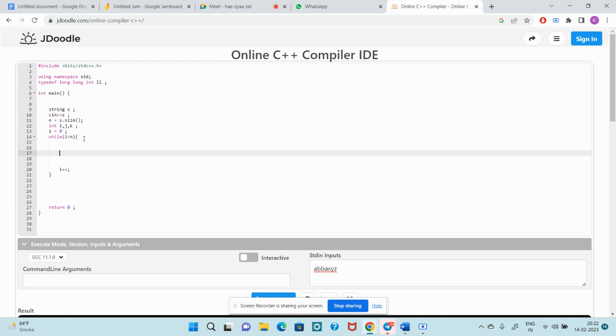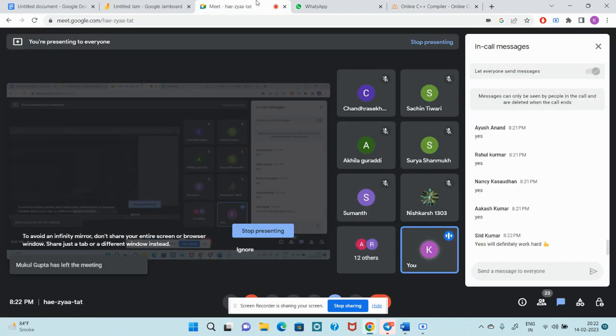Good. So i equal to 0, while i less than n, i plus plus. Now we will take the j loop and k loop.